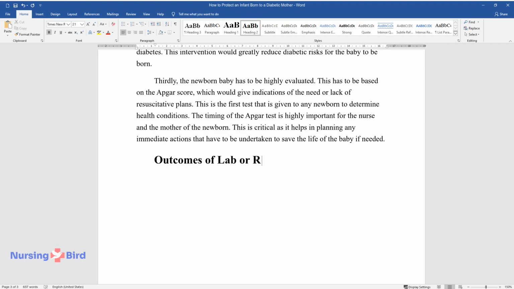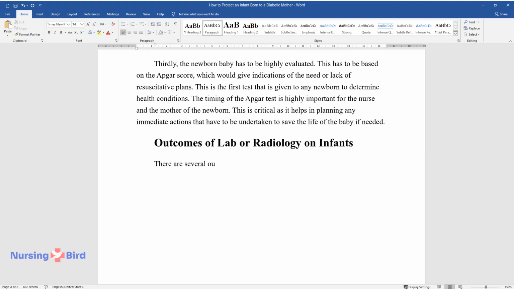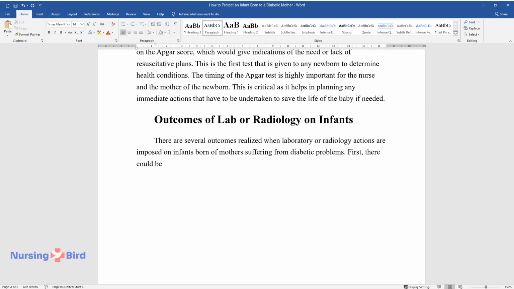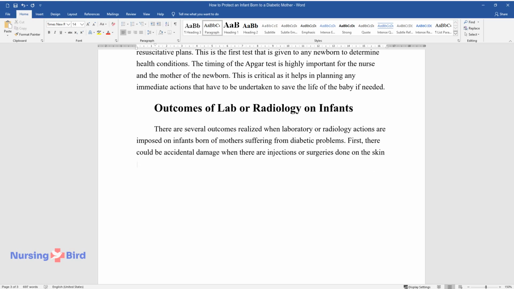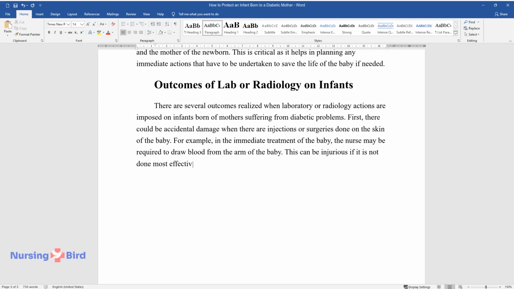Outcomes of lab or radiology on infants. There are several outcomes realized when laboratory or radiology actions are imposed on infants born of mothers suffering from diabetic problems. First, there could be accidental damage when there are injections or surgeries done on the skin of the baby. For example, in the immediate treatment of the baby, the nurse may be required to draw blood from the arm of the baby. This can be injurious if it is not done most effectively.